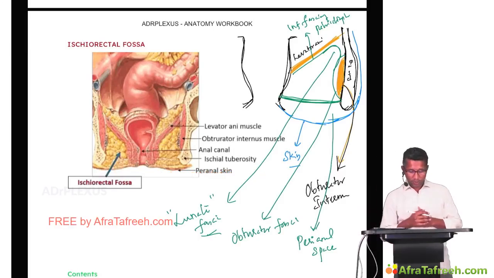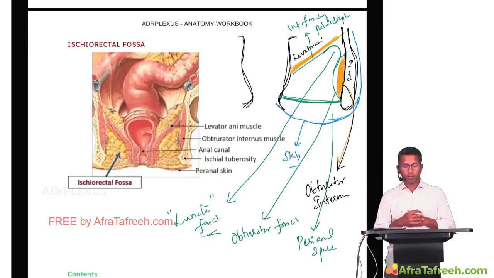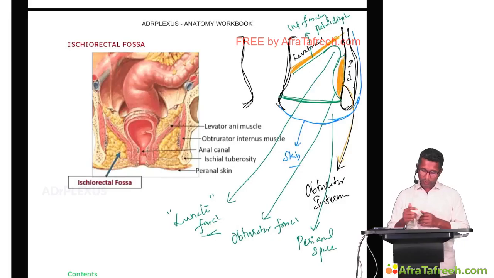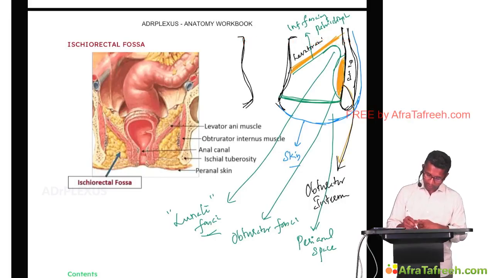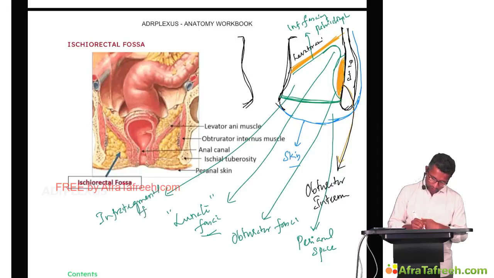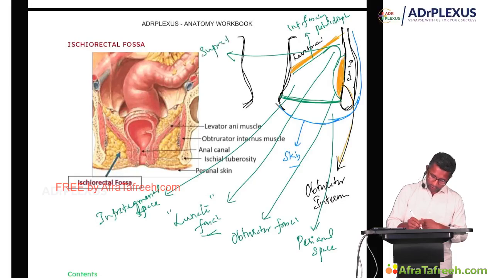And the space above the septum is called the ischioanal space. This space is further divided into infrategmental space and suprategmental space. So what is this space now? This is called the infrategmental space. And this space what you see here is called the suprategmental space.